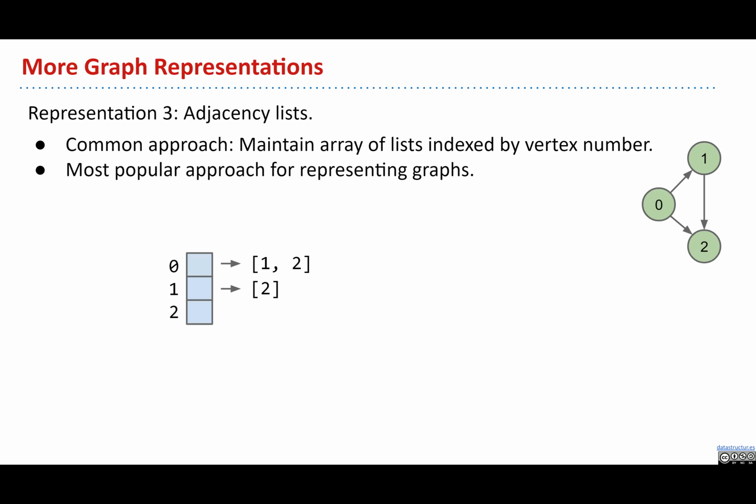In this approach, you'll maintain an array of lists that's indexed by the vertex number. In other words, it's kind of like a hash table, where if I want to know 0's edges, we have an array with an entry for every single vertex, and in 0, we say, okay, 0's outgoing edges are 1 and 2. And if you wanted an undirected graph, then you would just see the corresponding edges the other way. So we'd have 2 pointing at 0 and 2 pointing at 1 and so forth.